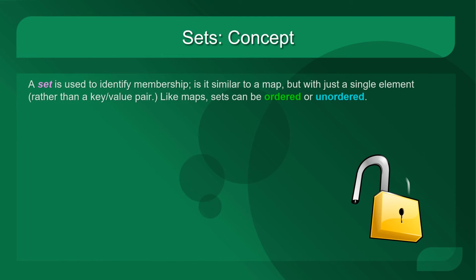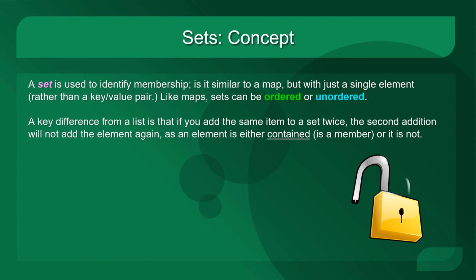A set data type is used to identify membership in a set. It's similar to a map, but rather than having a key-value pair, we have just a single element. Much like maps, a set can be ordered or unordered. A key difference between a set and a list is that in a list, you can have the same element appear more than once. However, in a set, if you try to add the same element a second time, the second addition will not actually add the element. An element is either contained, that is, it is a member of the set, or it is not.